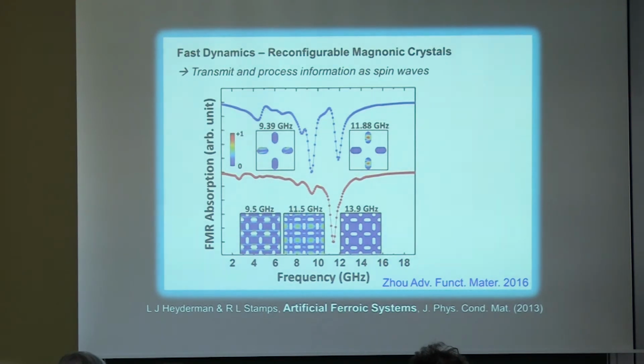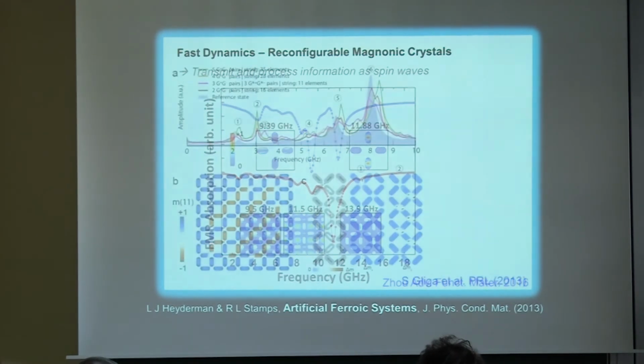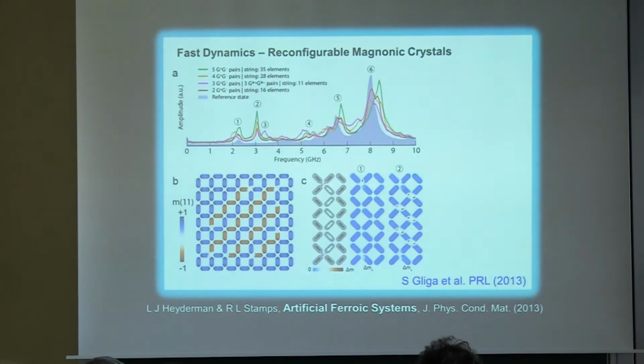Another possibility is to look at fast dynamics. I think we will have a talk later on today about fast dynamics. One of the interests is reconfigurable magnonic crystals, where you can transmit and process information as spin waves. This shows examples of change in FMR absorption versus frequency for two artificial spin ice type configurations. This is from the group of Kunle Adeyeye. And this shows an example of how the spectra in an artificial square ice can be very different depending on the number of these charge defects and Dirac strings.